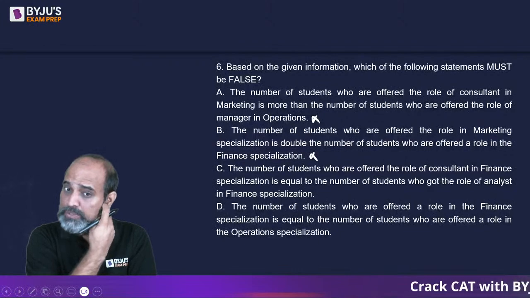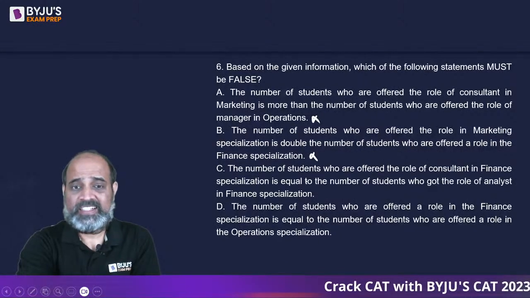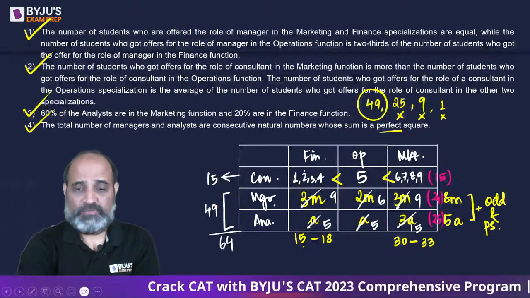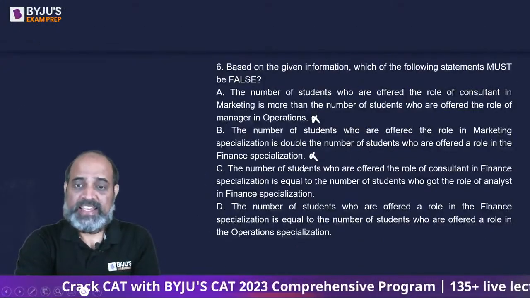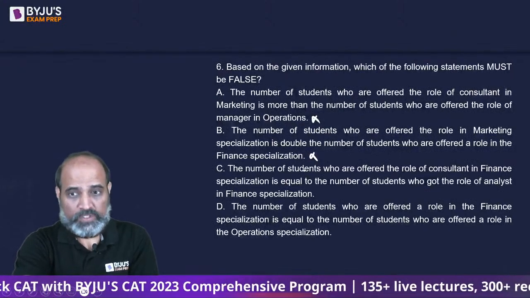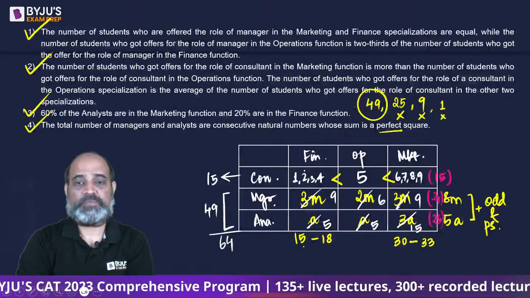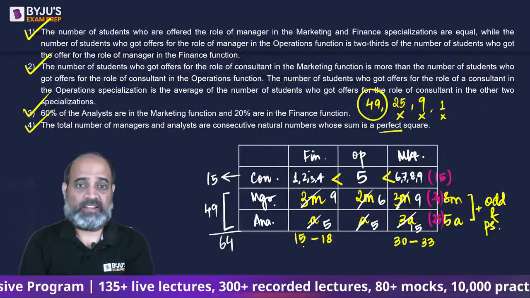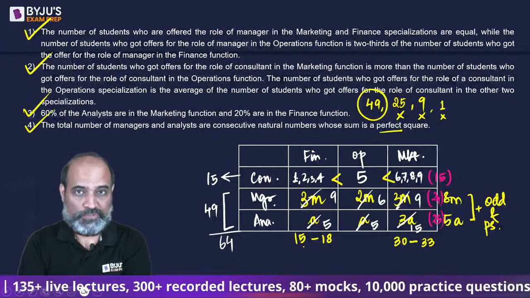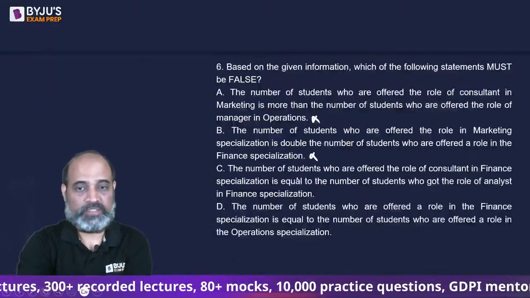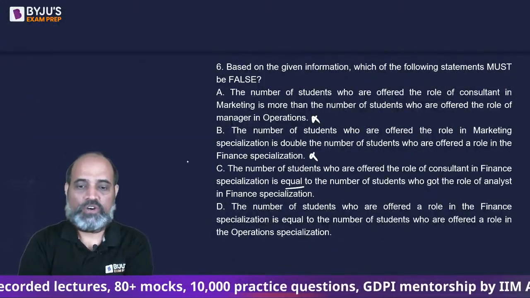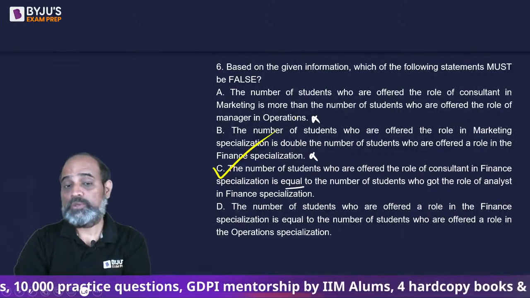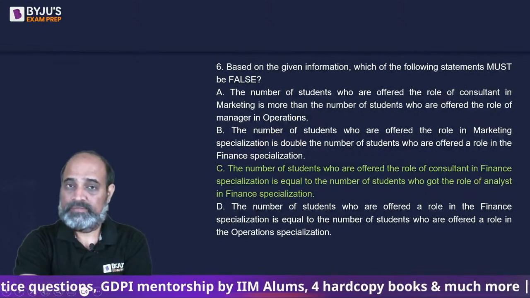See, the number of students who are offered the role of consultant in finance specialization, 1, 2, 3, 4, is equal to the number of students who got the role of analyst in finance specialization. Analyst in finance specialization is 5 and consultant in finance is at most 4. So these cannot be equal, right? It says equal. So option C is definitely false. It has to be false, right?